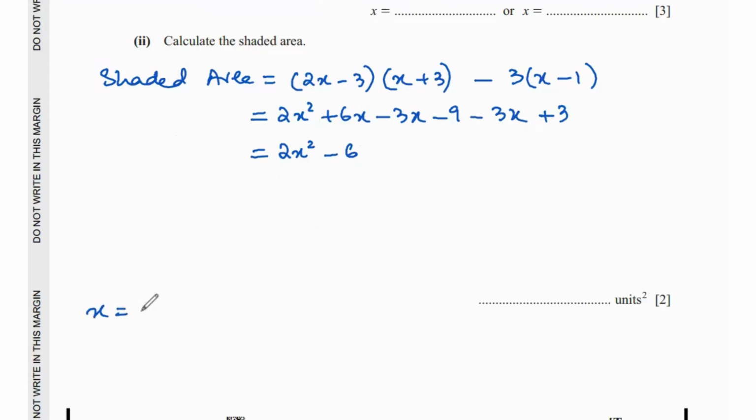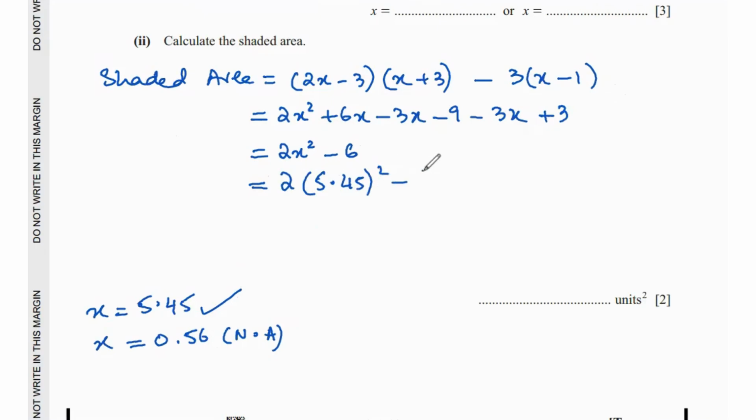So we had x equals 5.45 and x equals 0.56. We cannot use 0.56 because one length is x minus 1 and 0.56 minus 1 will give us a negative answer. So this is not applicable and this is the one we'll use. So we substitute x with 5.45 to find the shaded area. So 5.45 squared times 2 minus 6 gives us 53.41 units square.